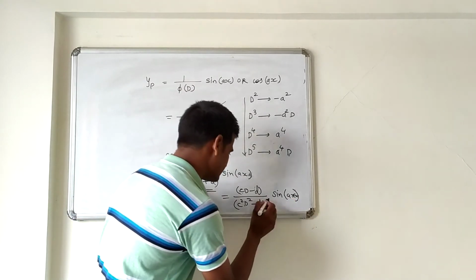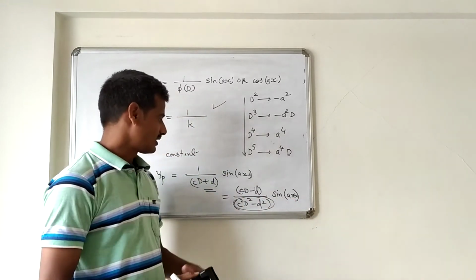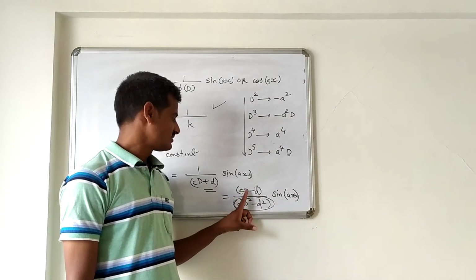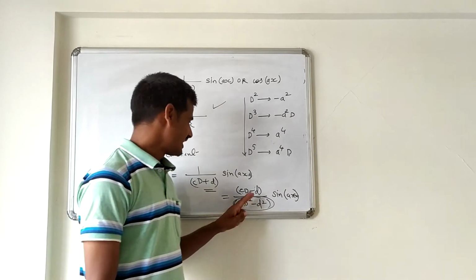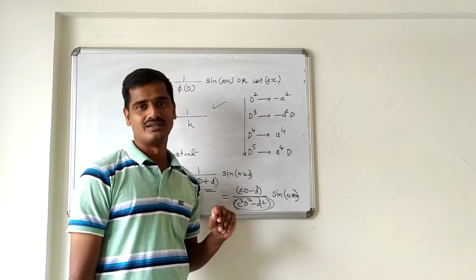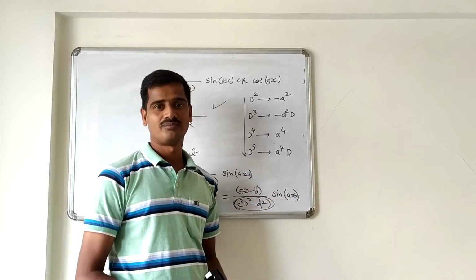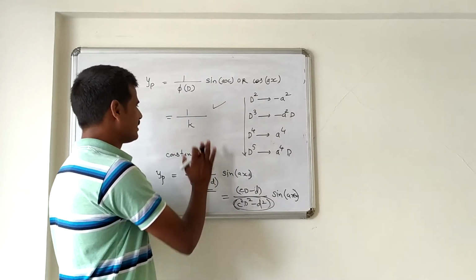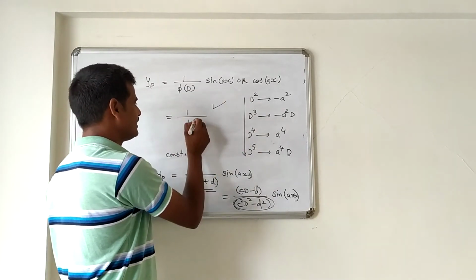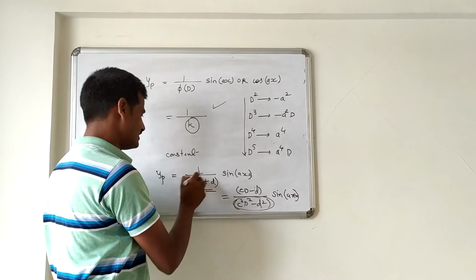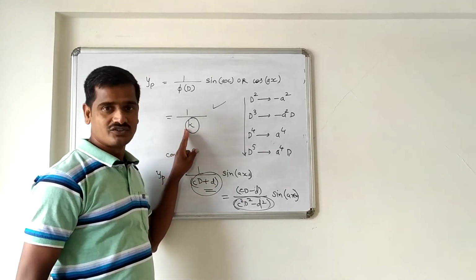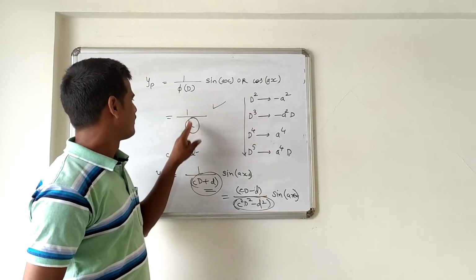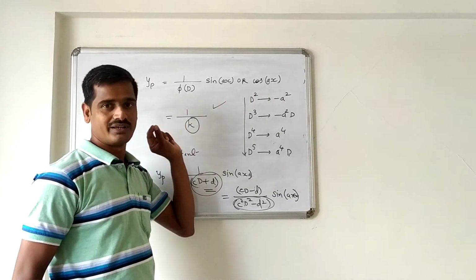So you will get some constant. And what about the numerator? C times the differentiation of sine of ax, which is a cos of ax, and minus d times sine of x. So this is your particular integral. So the point is, on replacement, you will get either a constant or a linear polynomial in d. If it is a constant, your work is over. This is your answer, 1 upon k sine of ax or cos of ax.